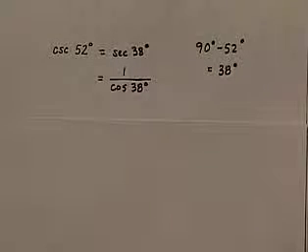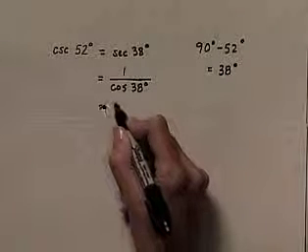We can then use our calculators in order to come up with an approximate value, and let's do that now. We're going to take 1 divided by the cosine of 38 degrees, and that's going to give us an approximate value of 1.269, or 1 and 269 thousandths. We can write that down then as our approximate value.